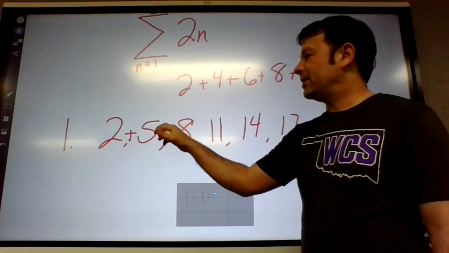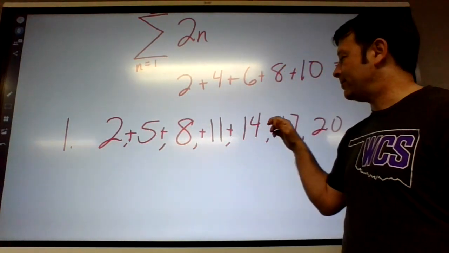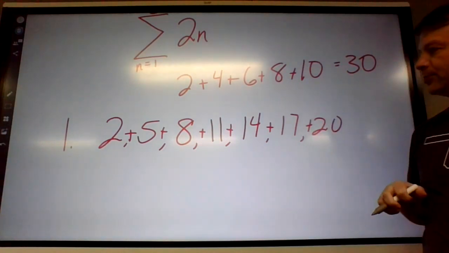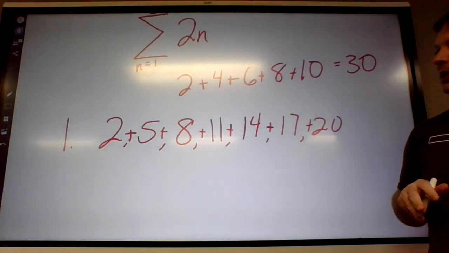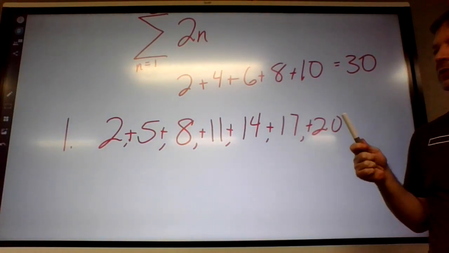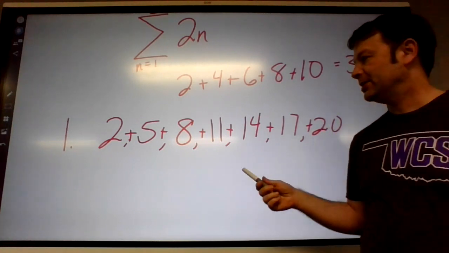So we don't really need the commas. We just need to add all these together. And that would be number 1. Probably would not use the formula for this one, although the formula would work.